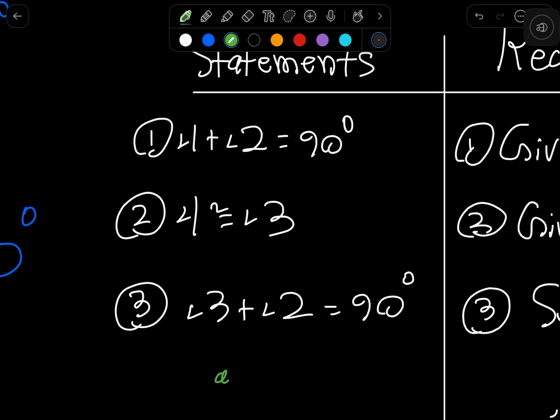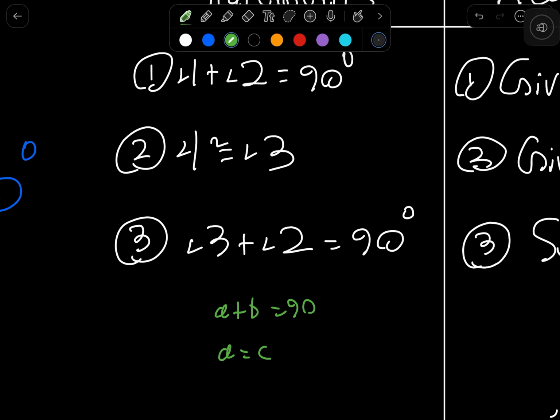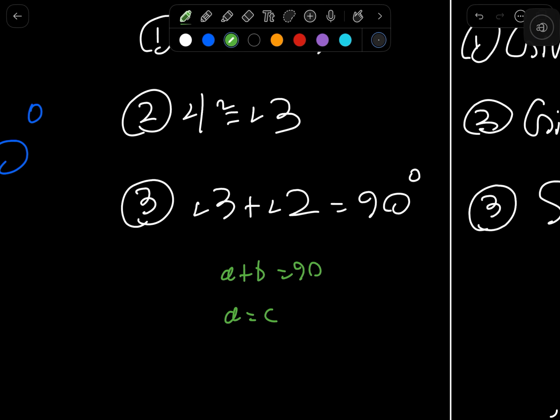Think about this. If you have a plus b equals 90, and you have a equals c, well then, because a equals c, you can say c plus b equals 90. So that's a classic example of substitution in a proof.